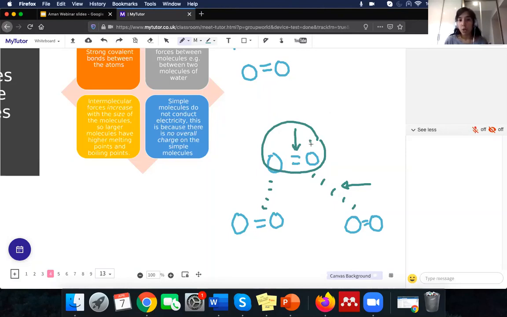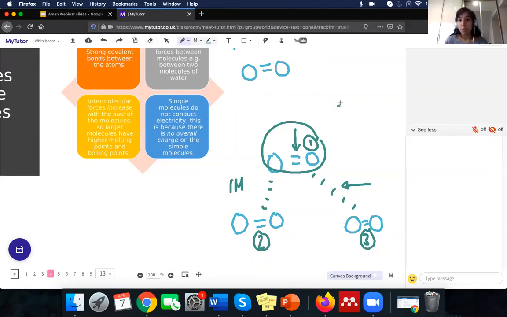So this is just one molecule, this is a second molecule, and this is a third molecule. So remember, oxygen doesn't just go around as one molecule, there'll be lots of different molecules there. And it's these forces between molecules, which are known as intermolecular forces, and those forces are very, very weak. So to melt or boil these substances, only the intermolecular forces need to be broken. And that's why oxygen is a gas at room temperature.